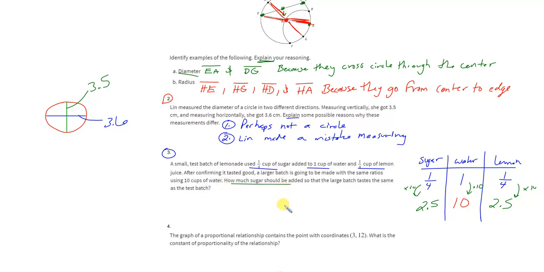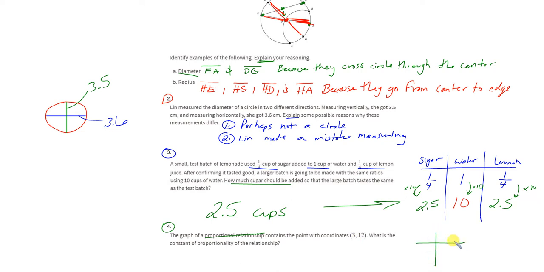How much sugar should you add so that the large batch tastes the same? She should add 2.5 cups. Shown work over here. Alright, and that finishes problem number 3. Actually, I got a 1.5 minutes left on this video before I hit 5 minutes, so I'm going to knock out number 4. The graph of a proportional relationship contains this point, 3, 12.